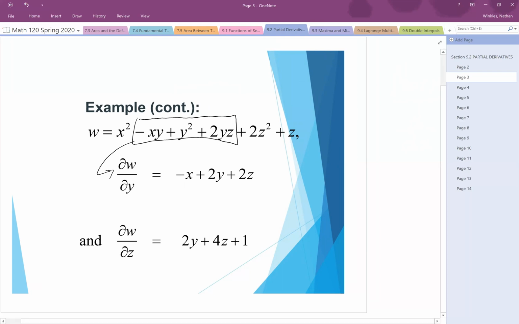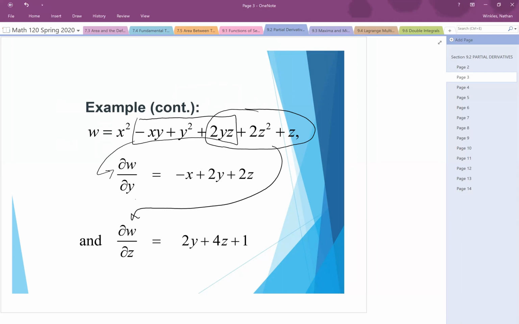Now, if we were talking about the partial with respect to z, the only terms that we care about are those circled terms there. So the partial with respect to z of 2yz is going to be 2y. The partial of 2z squared is 4z. The partial of z is just 1. So we're literally just taking the derivative with respect to whatever variable is given there.